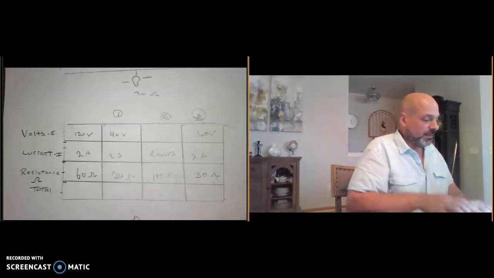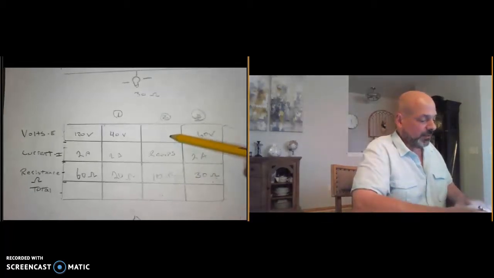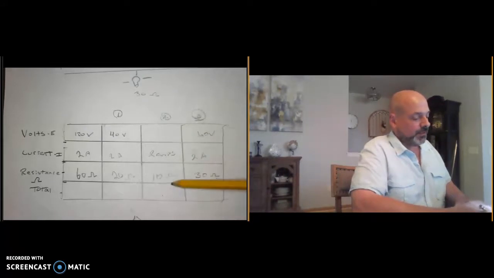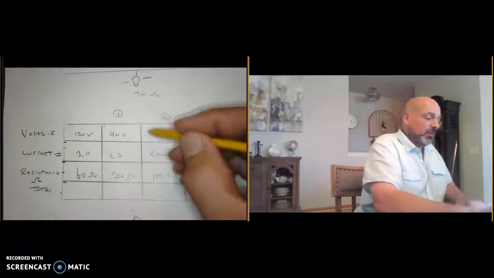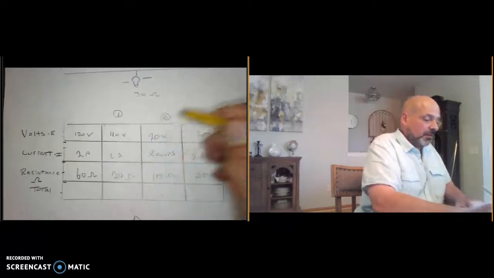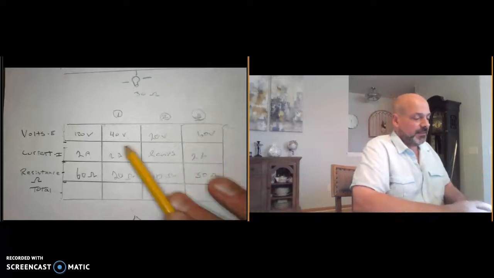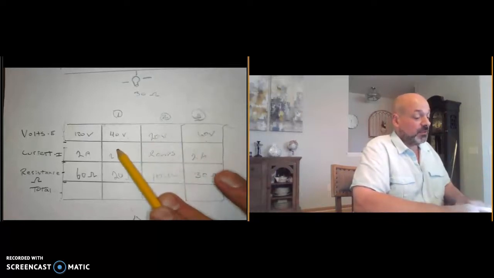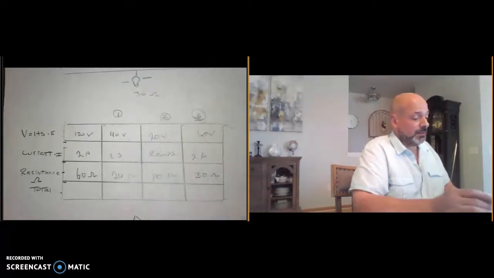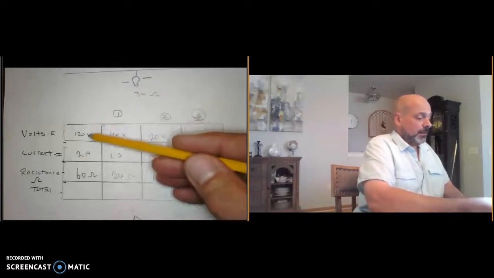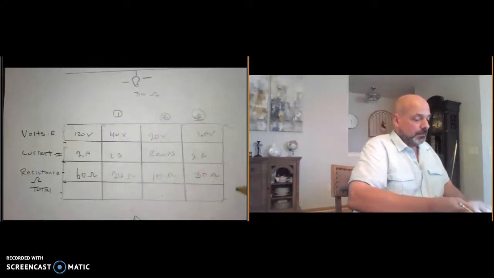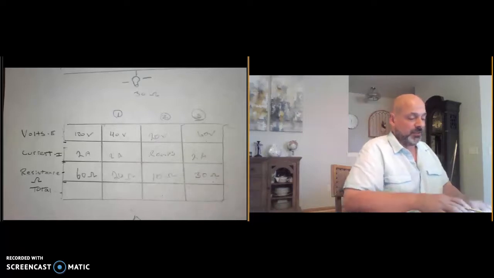Now we are missing the voltage here, and there are 2 ways you can do that. Voltage equals current times resistance. That's going to be 20. Or you can just look at this and add these together. 60 plus 40 is 100. That leaves 20. Okay, so now we have all of our information.